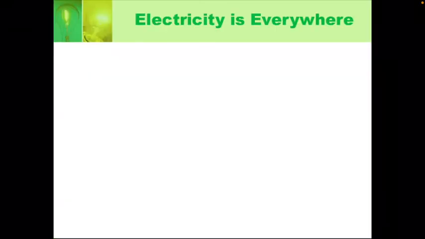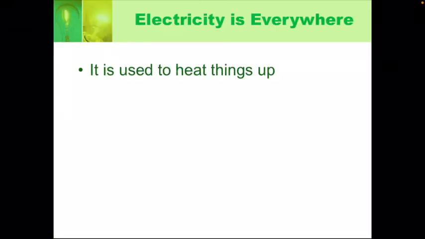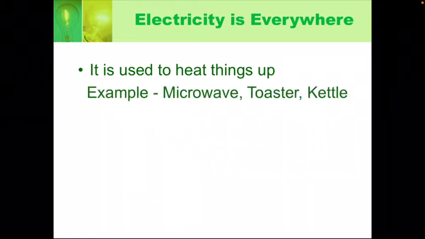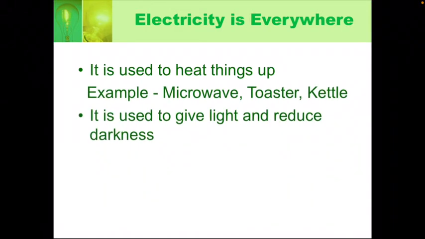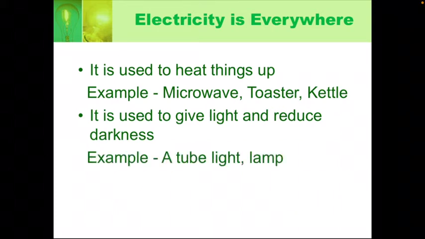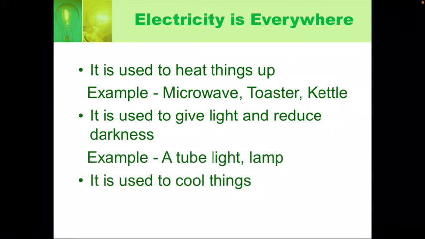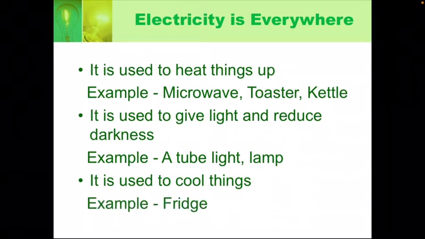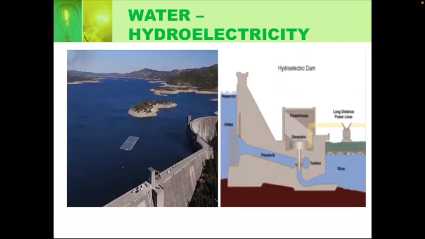Now let us get into our topic. As you all know, electricity is everywhere. It is used for heating, it is used to give light to reduce darkness at night, and it is used to cool things, for example, a fridge. So, the first thing that we are going to discuss is water. Moving water can be used to produce electricity, and this type of electricity is called hydroelectricity.